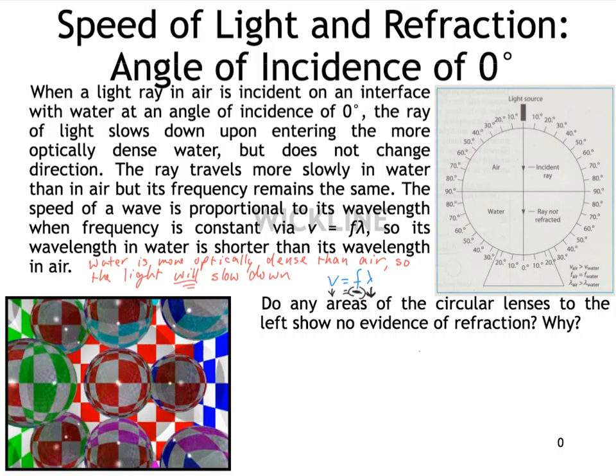I wanted to point out on this slide before we move on that right here on these spherical glass lenses, you will see actually no refraction at this point on the sphere, and the reason for that is because this is the portion of the sphere where the angle of incidence of light is 0 degrees compared to the normal. So it's basically, here's the glass sphere, the light's coming straight down, just like this.